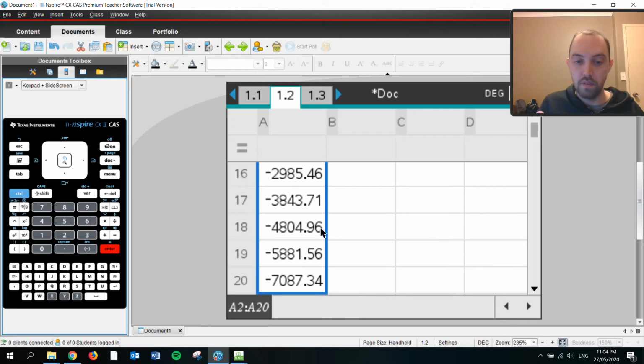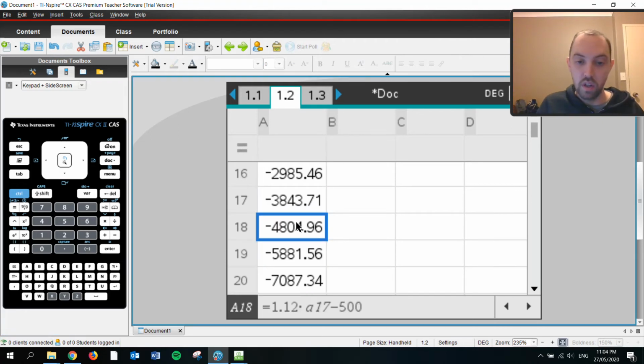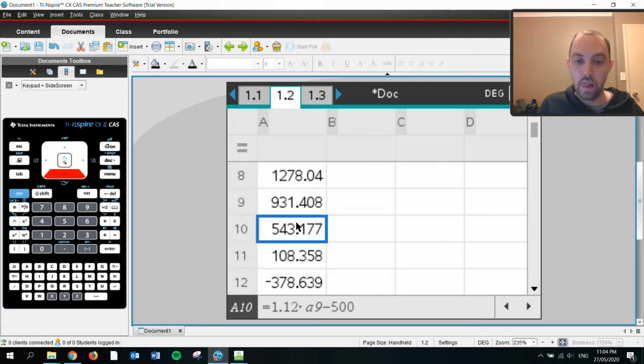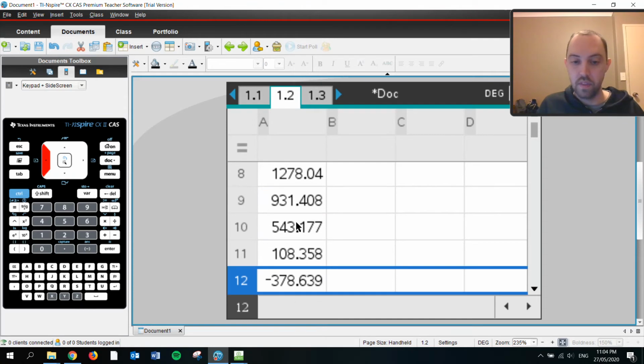And I'm not sure how far it goes. Clearly it's a lot less than 20 years. There is the first number that is less than 0. So T11, he still owes $108.36. But in T12, he owes much less than that. In fact, he shouldn't have paid that full repayment on the last time.